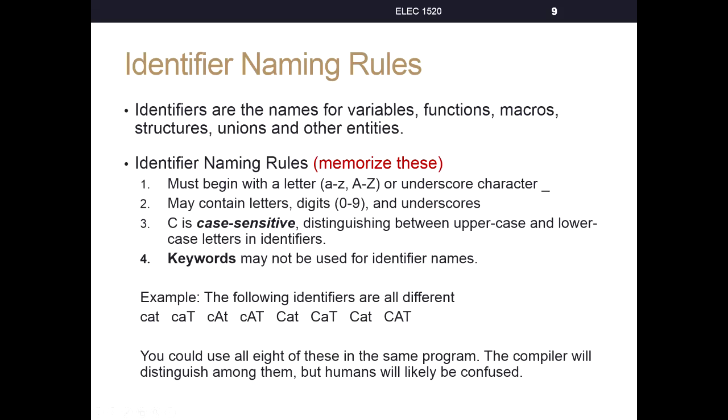Finally, the last rule, number 4: keywords may not be used for identifier names. Right, so as we learn the keywords, we said these are reserved and have special meaning in the language, so you can't use them for an identifier name or you'd be redefining their meaning.